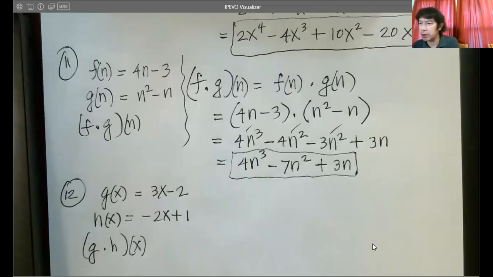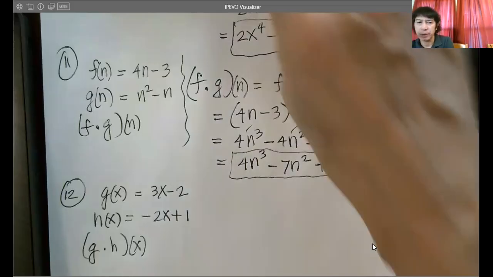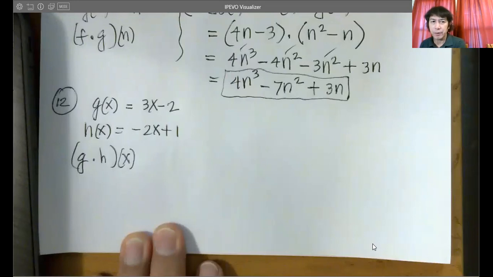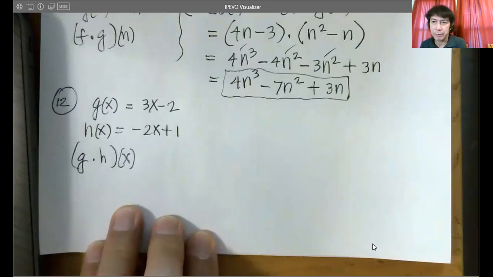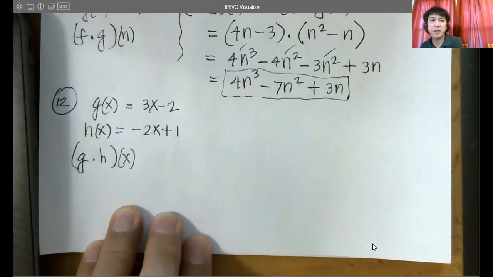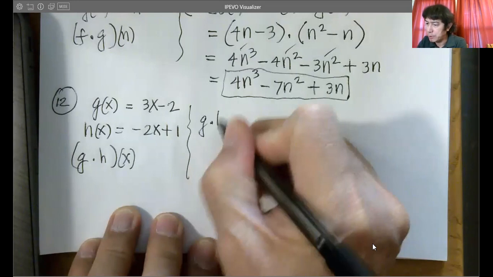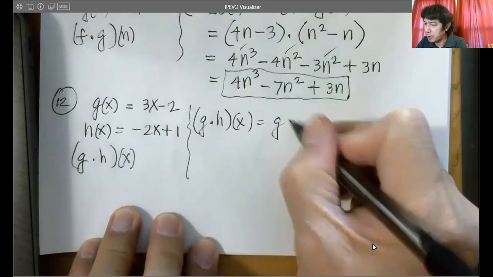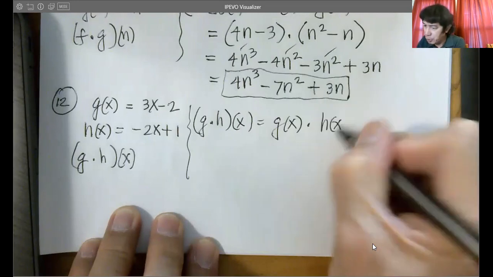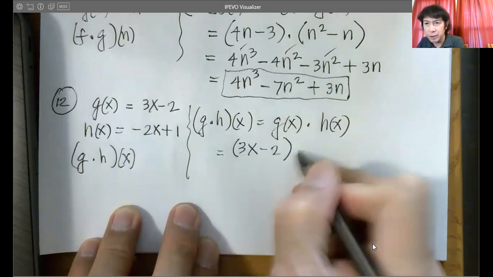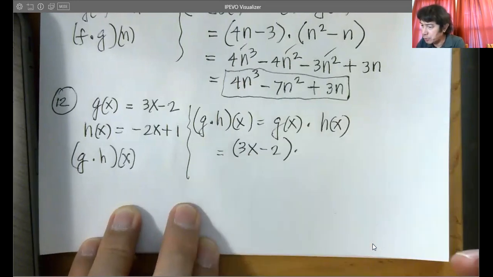All right, here is number 12. Okay. All right. We have g of x equals 3x minus 2. The function h of x is equal to negative 2x plus 1. Find g times h of x. All right, so this will be g times h of x. You have g of x times h of x. This you have the equivalent of g, that's 3x minus 2, times the function of h, that's negative 2x plus 1.